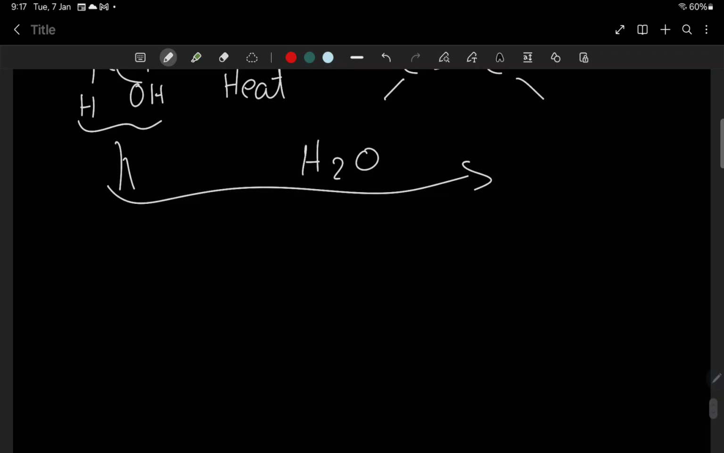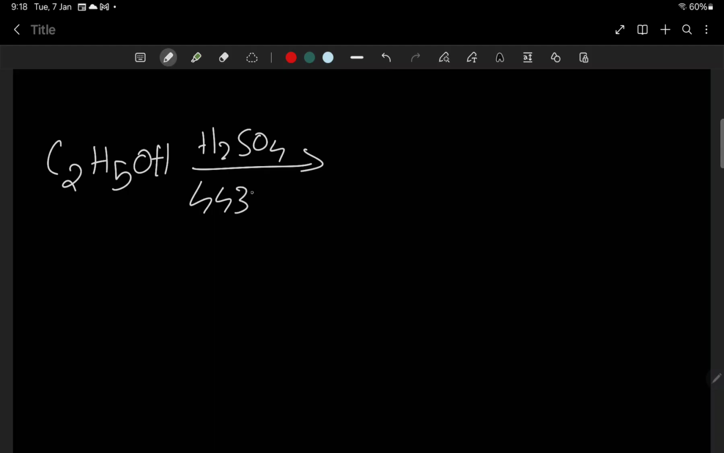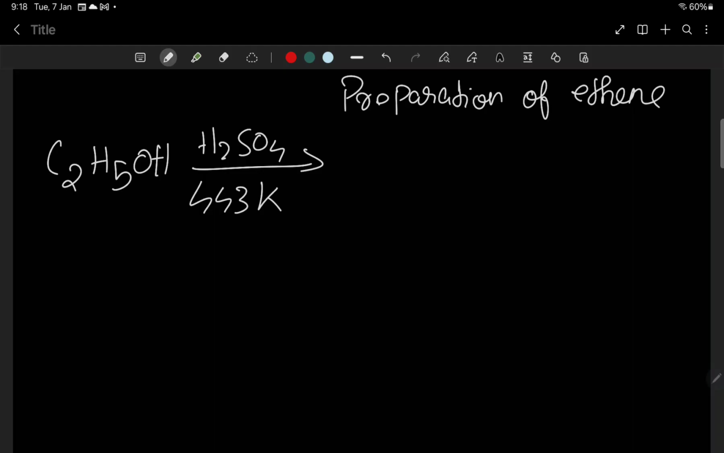Okay, very simple. Usually this method is used for preparation of ethene. The same method, that is H2SO4 at 443 Kelvin, is used as a preparation method for ethene. Very important reaction that we learned in hydrocarbons, preparation of ethene. That is the dehydration reaction undergoing there.